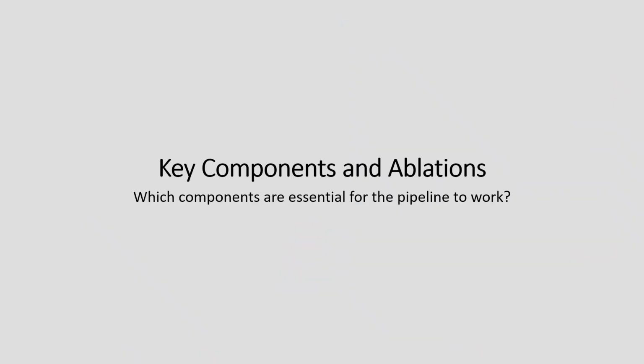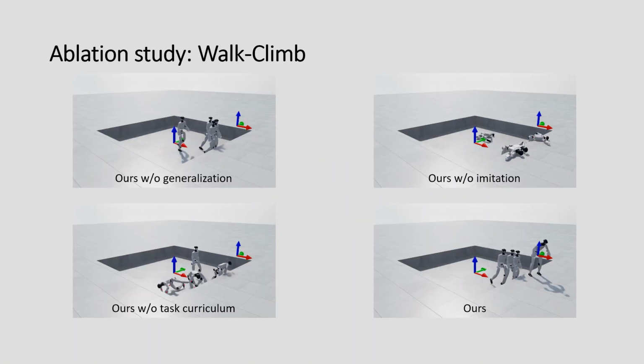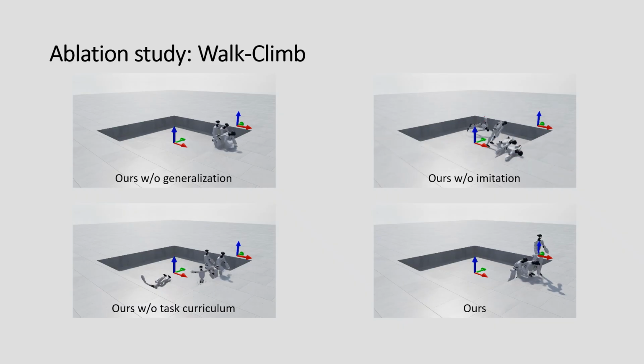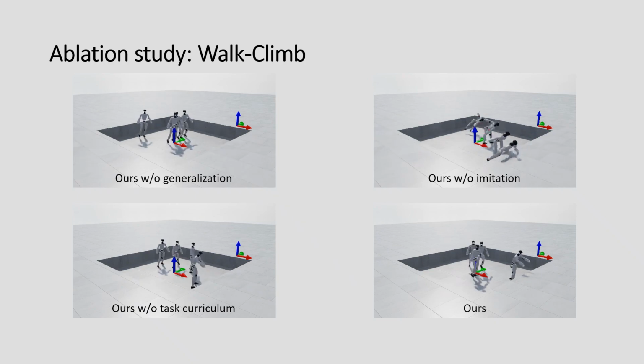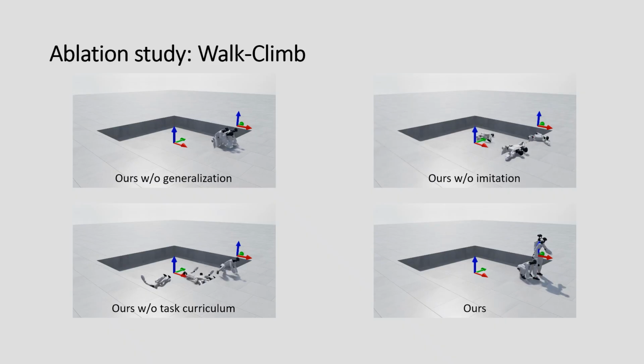We now examine which components are essential for training. In the ablation study, removing the generalization task prevents the policy from handling conditions far from nominal. Removing imitation results in less natural motion. Removing the task curriculum, by introducing full randomness from the beginning, causes instability and frequent falls.